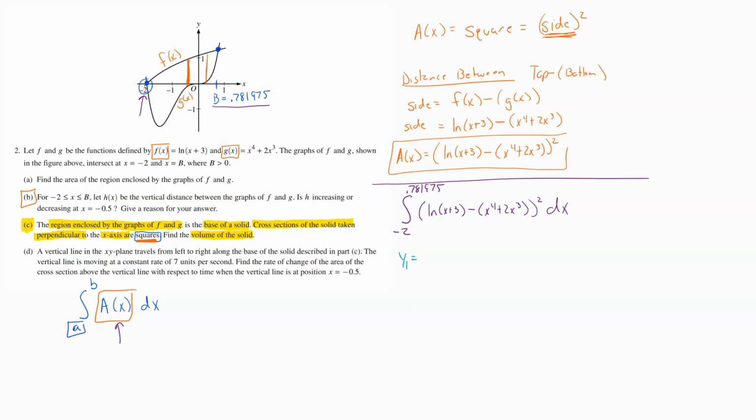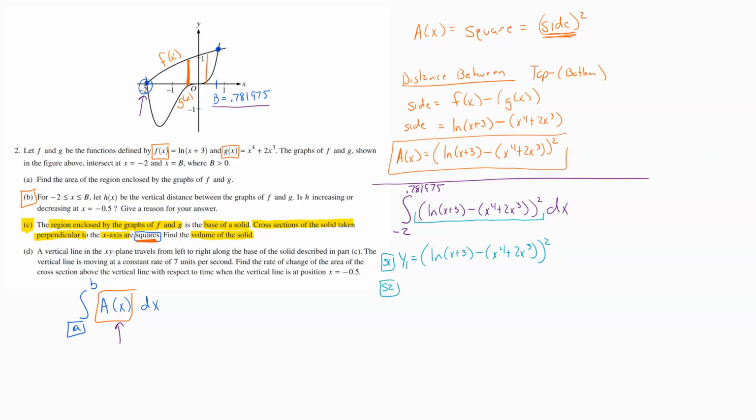So in y1, we're going to put that full equation right there. So this is going to be the natural log of x plus 3 minus parentheses x to the 4th plus 2x to the 3rd. Close it again, and square that whole thing. So that's step 1. Put that into your calculator.